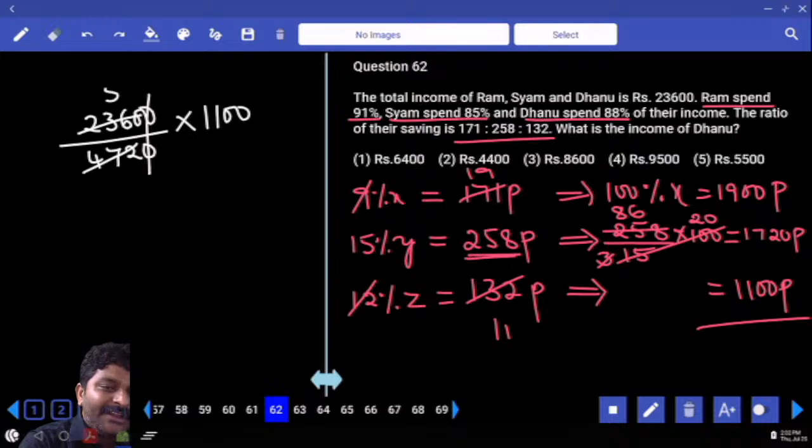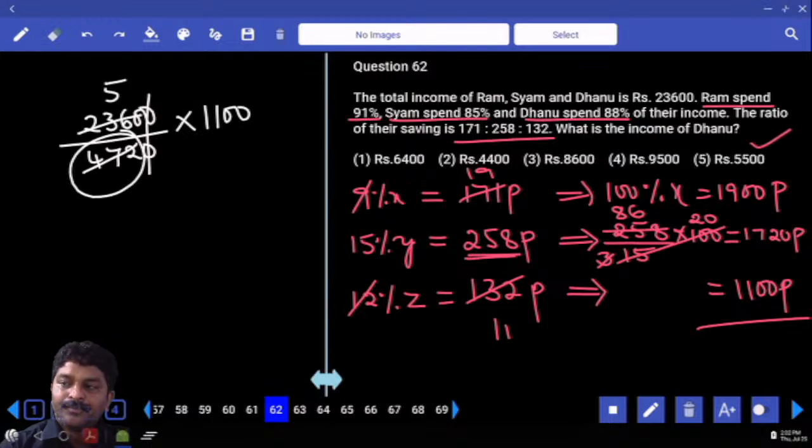472 is exactly 5 times only. 472 times 10 is what? 4720. Half of that is 2360. That is the same as above: half of 10 times is 5 times. Answer? 5500. Understood?